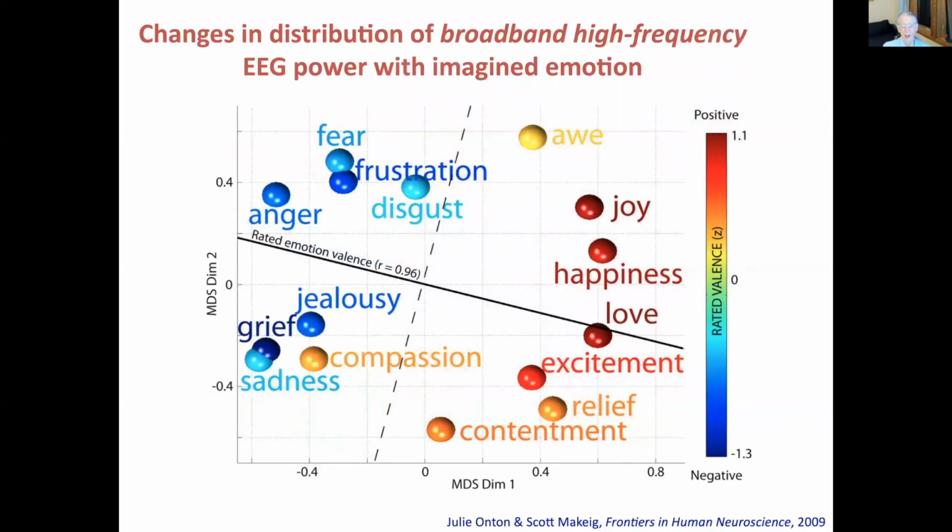When we looked at the average power in those characteristic frequency bands for individual subjects, in the 15 different emotion periods, and used multidimensional scaling to project those 15 dimensions down to 2 dimensions, and then labeled the points with the emotion labels, we were very surprised to see that it was quite clear there are groups of emotions: negative emotions on the left, positive emotions on the right.